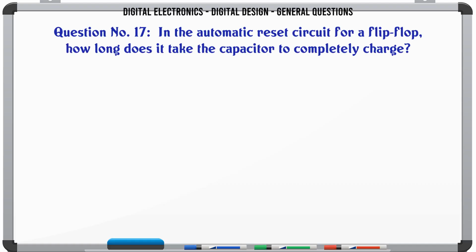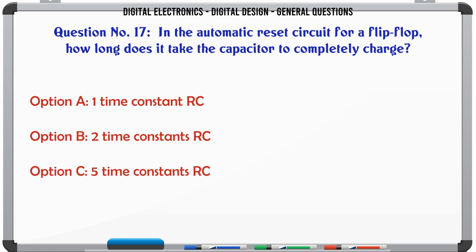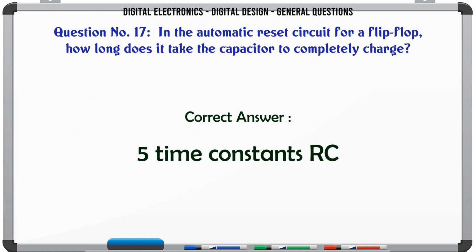In the automatic reset circuit for a flip-flop, how long does it take the capacitor to completely charge? A. 1 time constant RC. B. 2 time constants RC. C. 5 time constants RC. D. 10 time constants RC. The correct answer is 5 time constants RC.